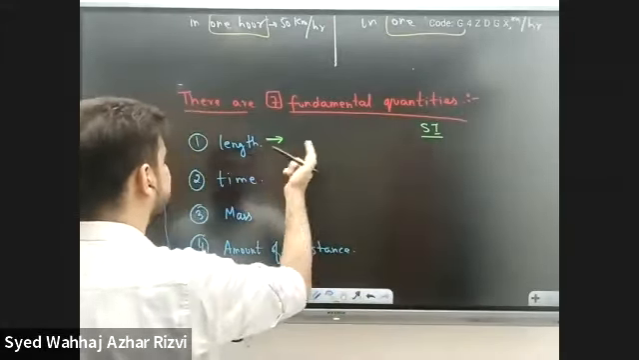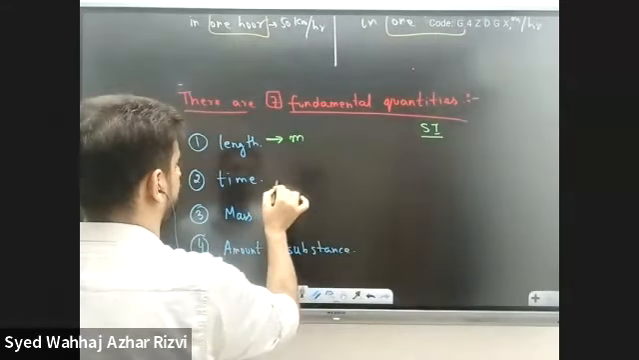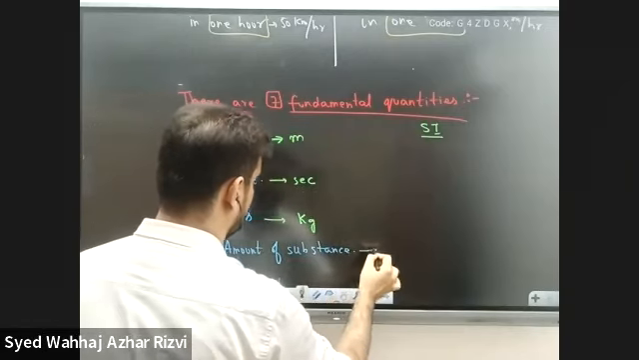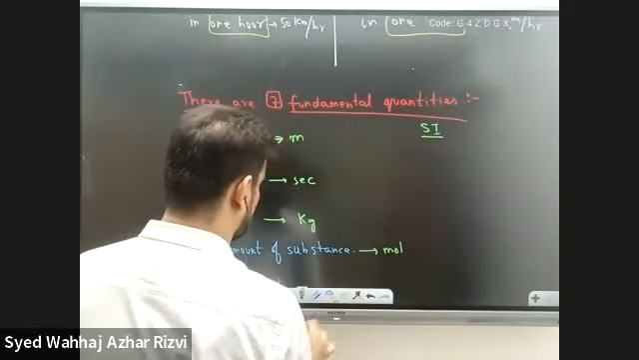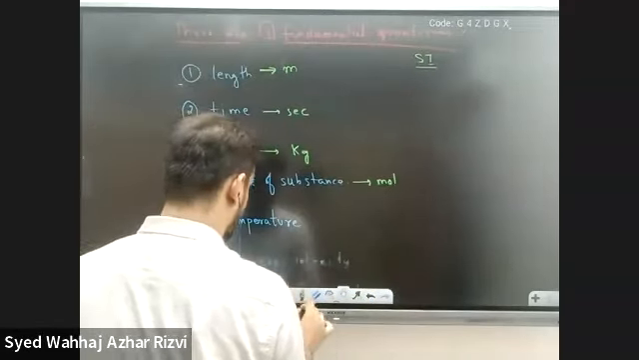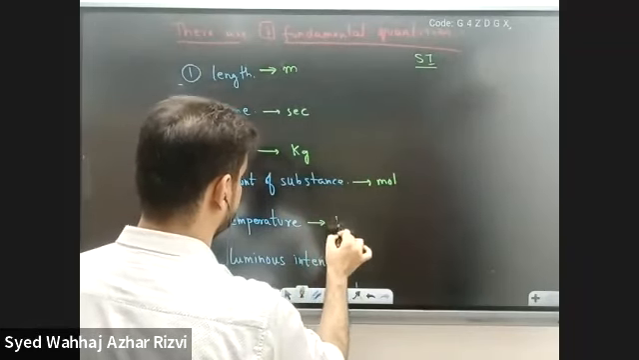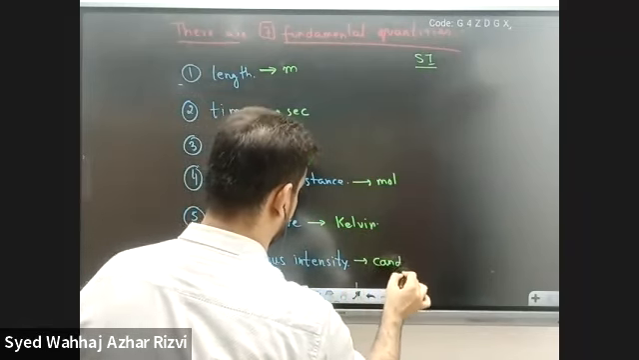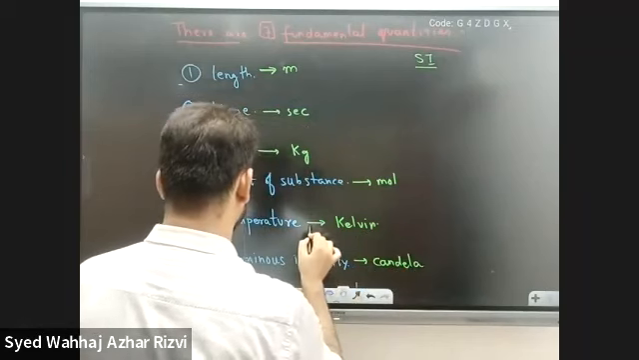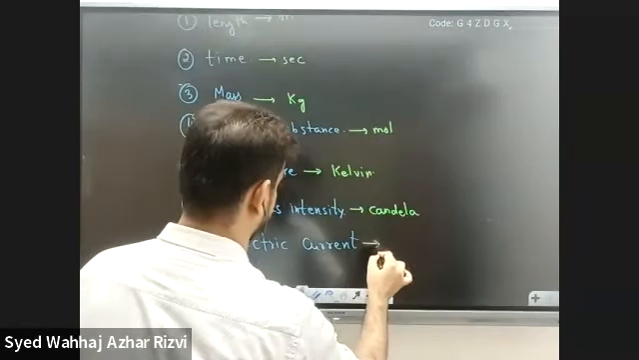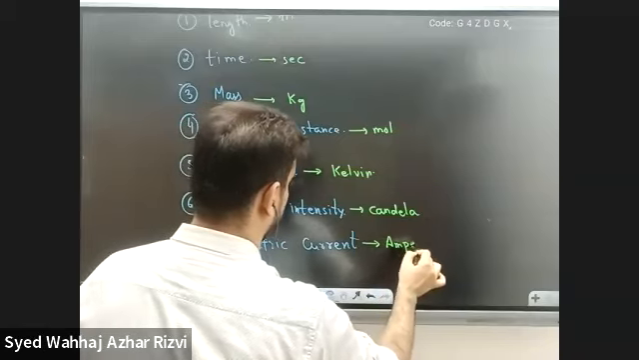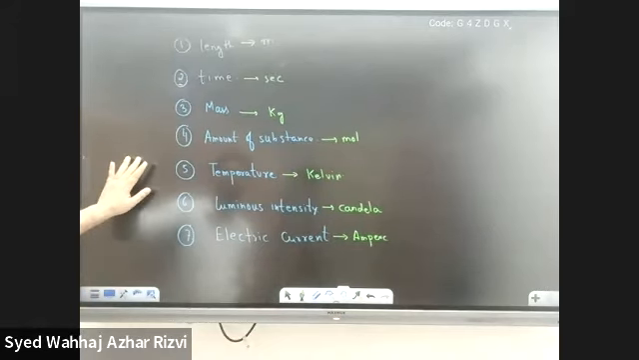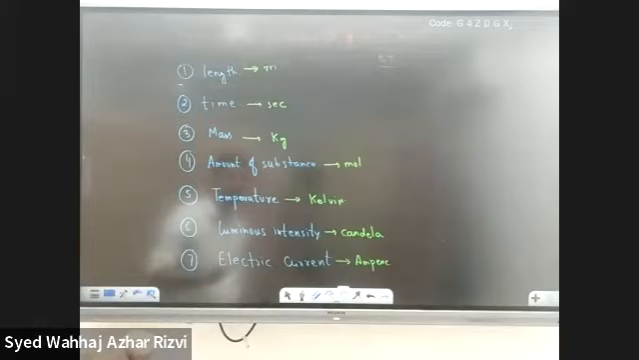So the SI unit of length is meter. For time it is second. For mass it is kilograms. For the amount of substance, it is called mole. I'll discuss mole later. Temperature is measured in Kelvin. Luminous intensity is measured in candela. This is the unit of luminous intensity, and electric current is measured in amperes. Ampere, right? So these are the different fundamental quantities and the SI units which are used to measure them.